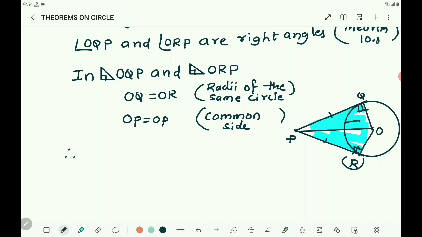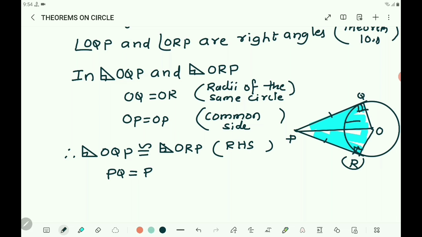Therefore you can write triangle OQP is congruent to triangle ORP. According to which congruence rule? RHS congruence rule. So write RHS. Then you can say that according to CPCT, PQ is equal to PR. Right? CPCT: corresponding parts of congruent triangles. So I got the result here, PQ equals PR.